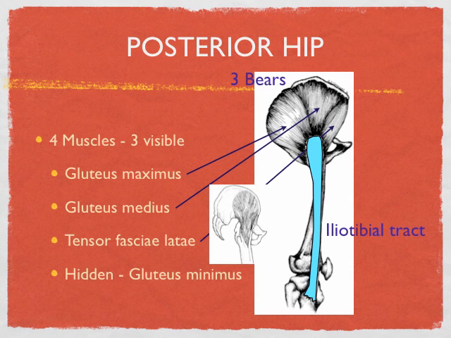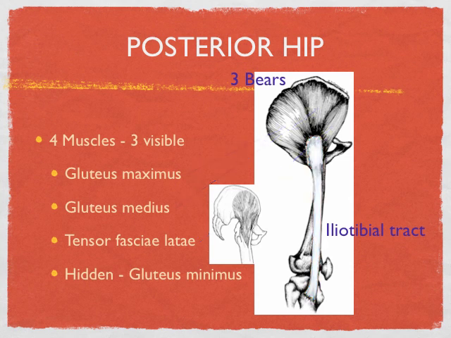The tensor fasciae latae muscle actually says that in its name. It tenses or tightens the connective tissue on the lateral side of the thigh. Fascia lata literally means the connective tissue on the lateral side of the thigh. So, the iliotibial tract is one of a few pieces of connective tissue that you will need to learn. If you can learn it as part of these origins and insertions, you're in pretty good shape. So make sure you can identify the iliotibial tract.